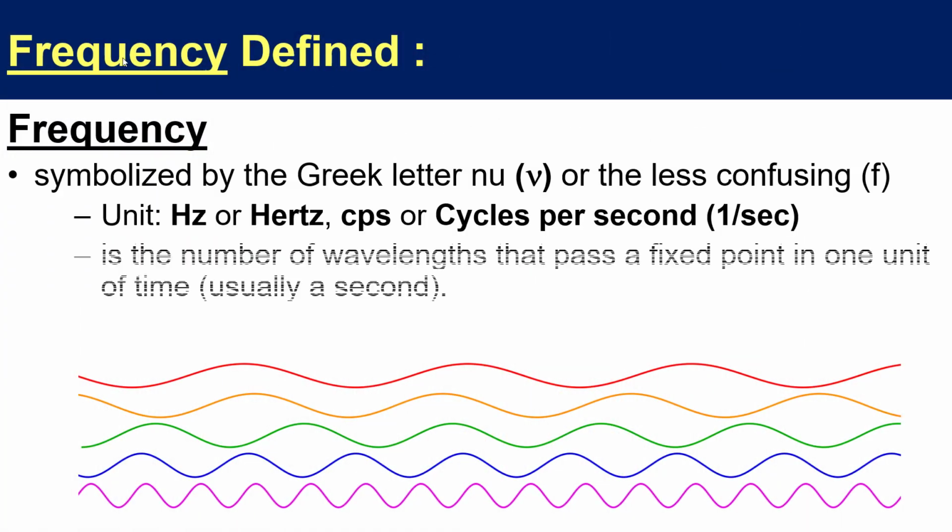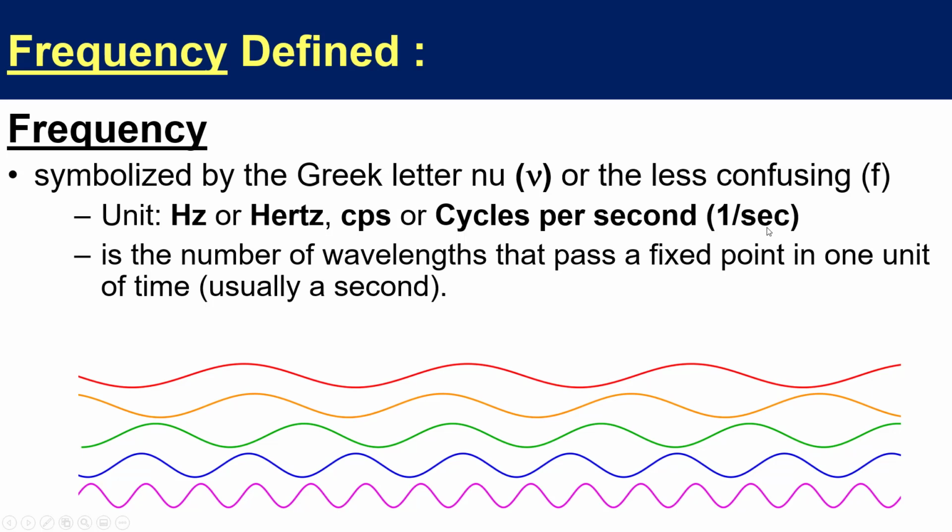Wavelength is different than frequency. Frequency, symbolized by the Greek letter nu, which to me looks like a V, and some people will use the less confusing lowercase f for frequency, is essentially the number of wavelengths that will pass by a fixed point in 1 unit of time. And the unit that we usually use is the second here. That number of wavelengths that pass that fixed point is called a cycle, and so frequency is measured in cycles per second, or what we see as 1 over second.